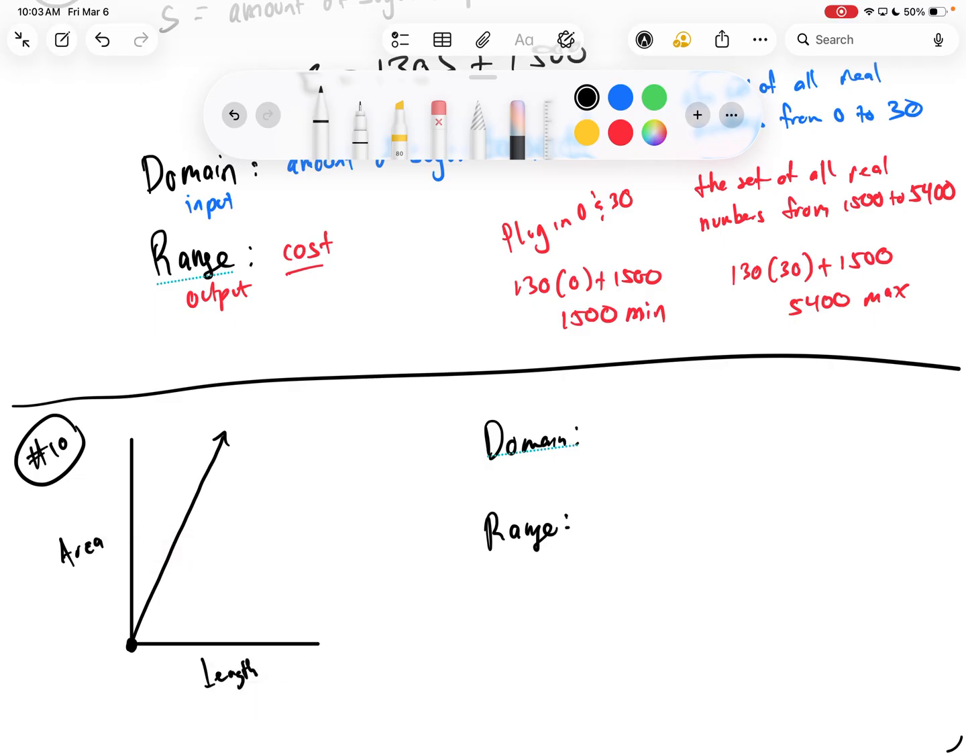So Layla wanted to study how the area of a rectangle changes when the length of its width is fixed. So she calculates several and graphs it. Here's your answer. Find the range and the domain. So the domain is my X values. Okay, so this is my X values.